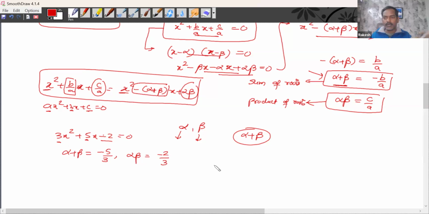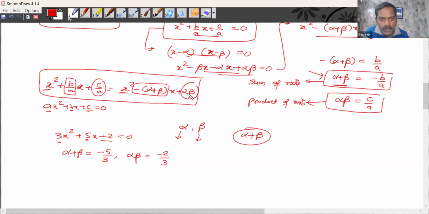Straight away, just by looking at the equation, we can get it. Otherwise, we would have to find the roots, and then we have to add and multiply. So it's a very long way. So now you can appreciate why we have done this much.